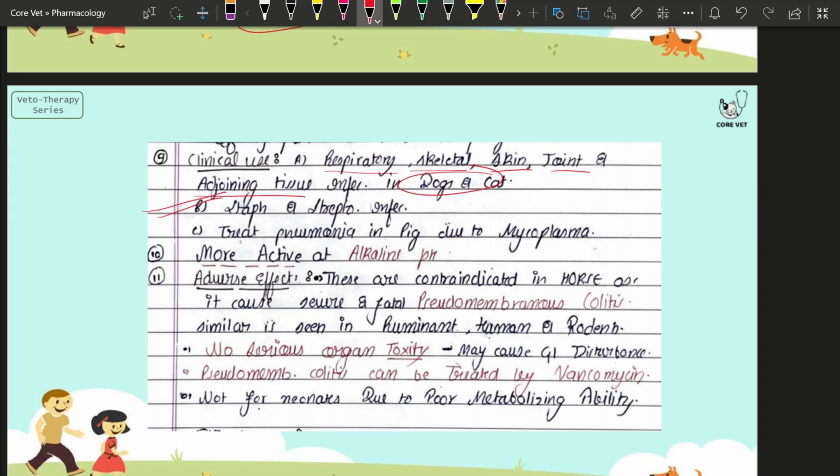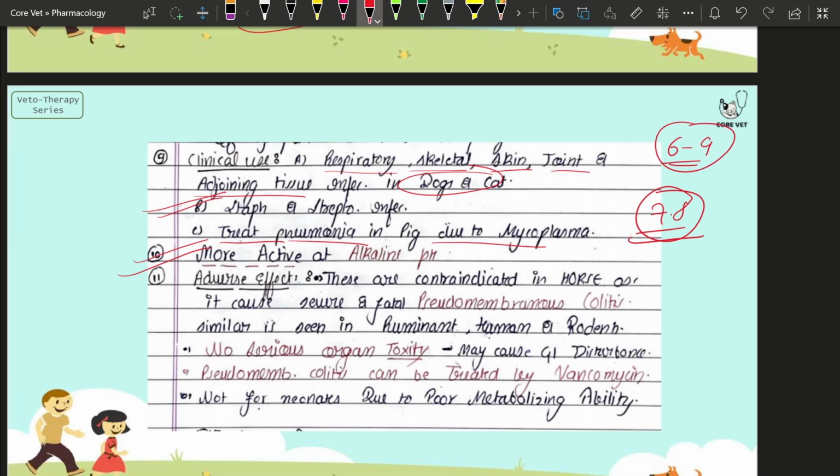Okay, as the macrolides were also able to treat the pneumonia condition, similarly the lincosamide is also able to treat the pneumonia in pigs due to mycoplasma. Right? They are more active at alkaline pH in the similar fashion to the macrolides, because the macrolides were also most effective at 7.8, and the range varies from 6 to 9. Right? That's what the pH was.